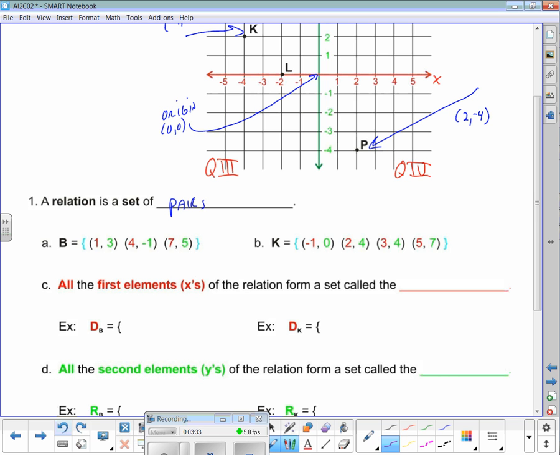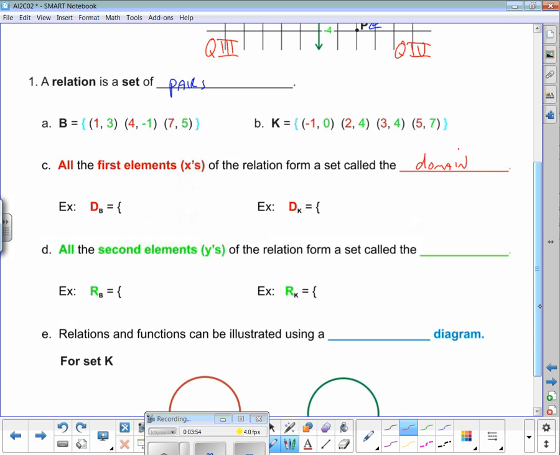C says all the first elements of the relation form a set called the, do you remember? What do you call all the X elements? And it is the domain. The domain. All the first elements. And each first element, by the way, is called an abscissa. And all the abscissas form a set called the domain.